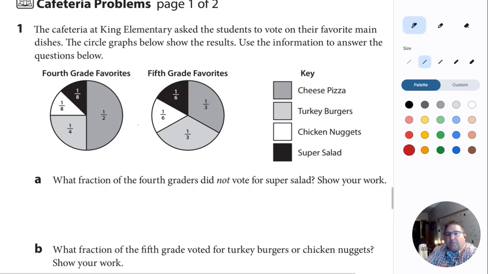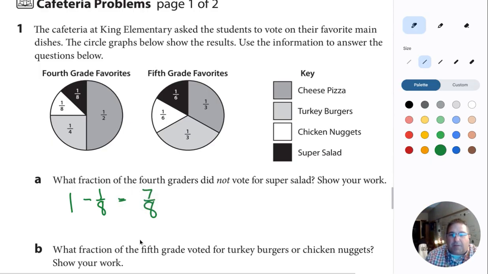So what fraction of 4th graders did not vote for super salad? Well, first of all, what did vote for super salad? So 4th grade super salad is right here. So if 1/8 did vote for it, really we're just doing what is 1 whole minus 1/8, right? So it's just not 1/8. All the rest of them voted for it. So it's going to be 7/8, right?